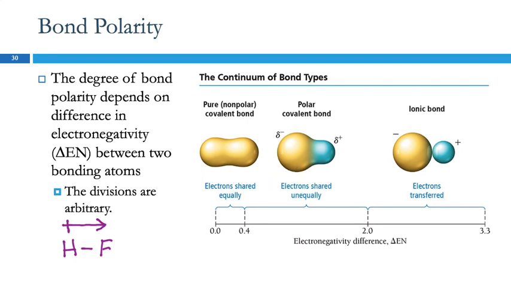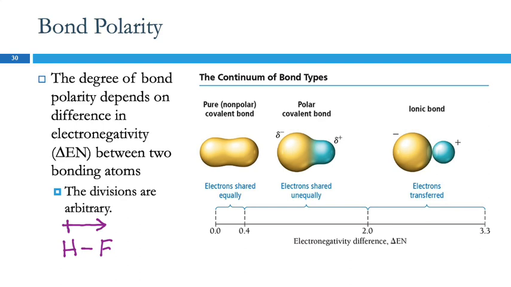So the polar covalent bonds are kind of in the middle here. Kind of have to draw some lines, even though they are a bit arbitrary. So we say that we have a pure or nonpolar, I prefer the word nonpolar covalent bond if the difference in electronegativity between the two elements is 0.4 or less. If the difference is 2 or greater, that's going to be an ionic bond. If it's somewhere in between, it's a polar covalent bond.